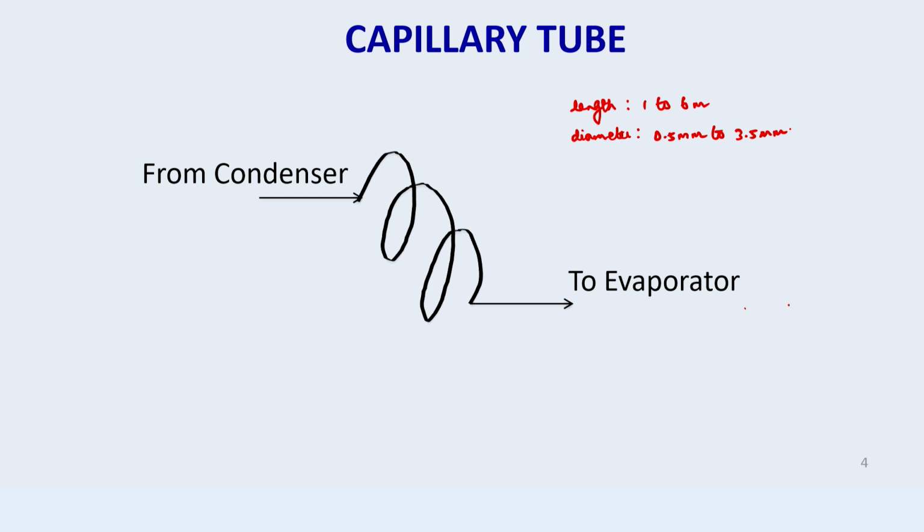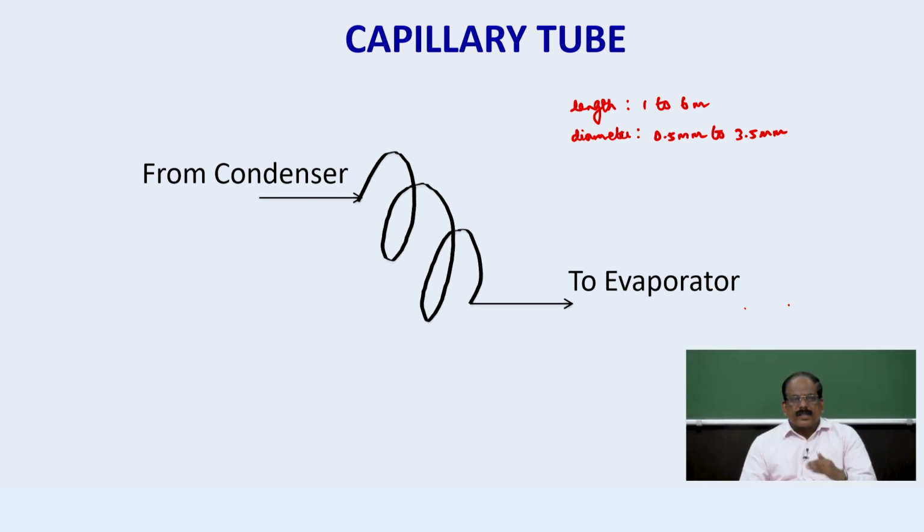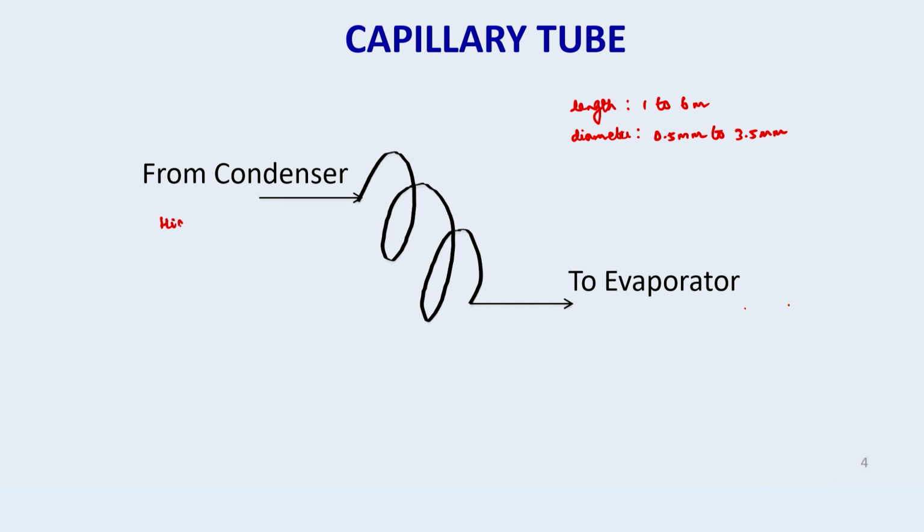So the refrigerant which is coming from the condenser is a high pressure liquid refrigerant. Here the high pressure liquid refrigerant enters, and after the throttling process, the liquid refrigerant leaves as low pressure liquid refrigerant.